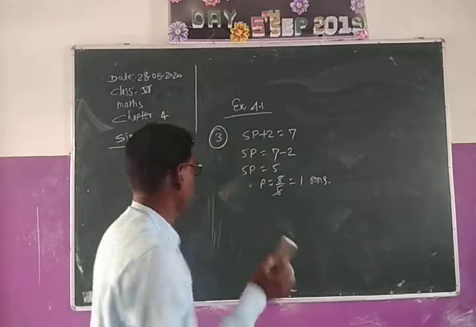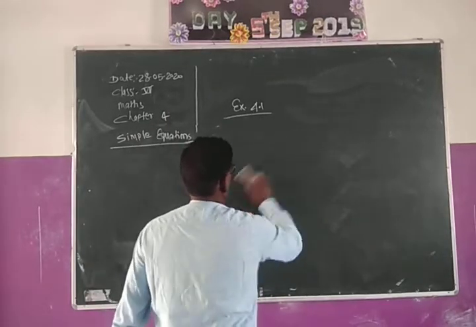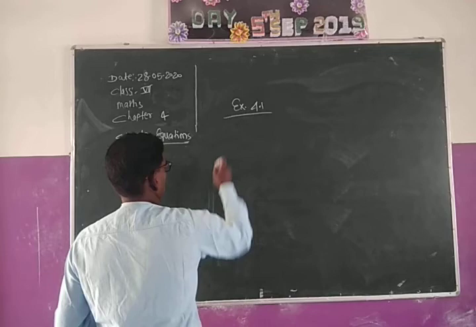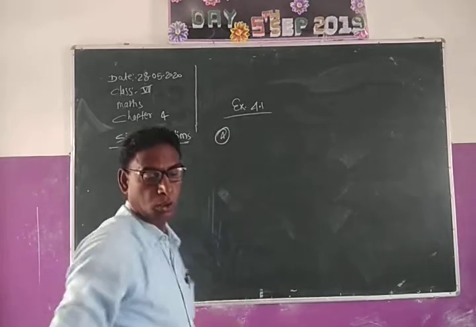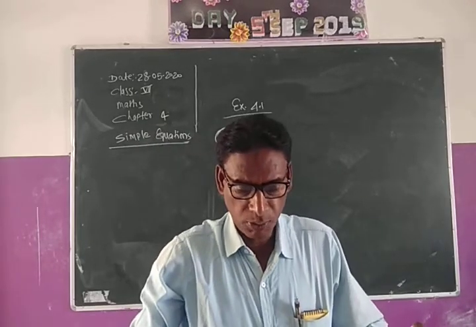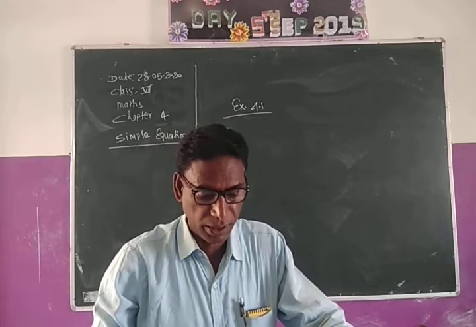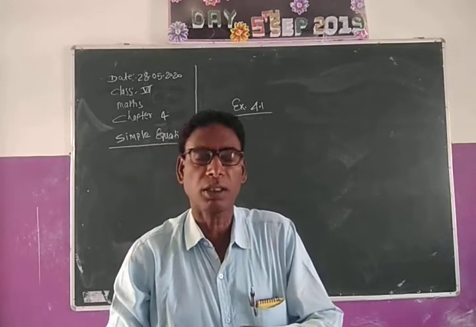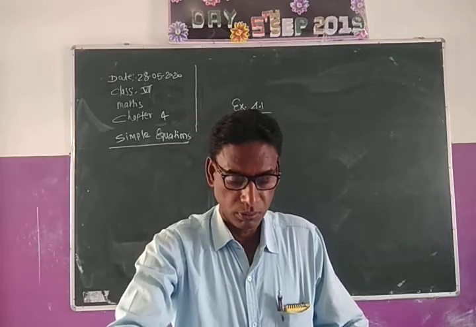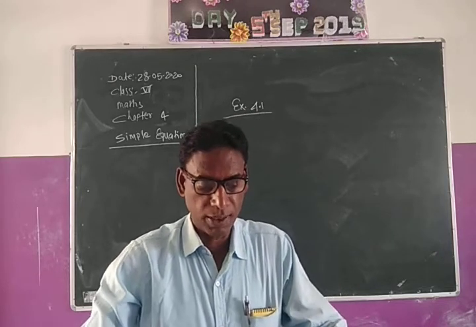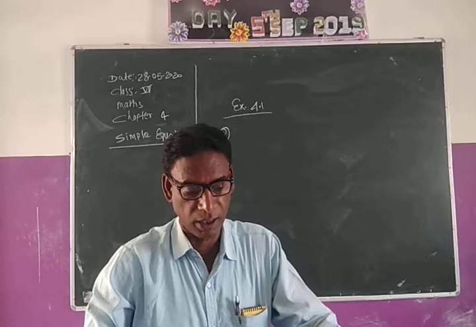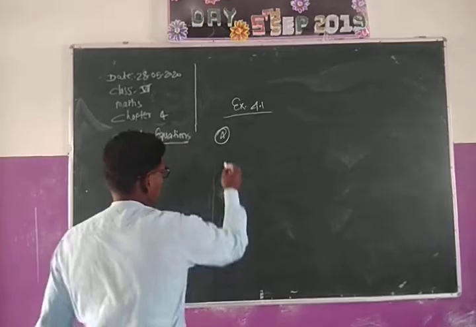Question 4. Write the equation for the following statements. Here a lot of statements are given and the question asks to write an equation. The sum of number x and 4 is 9.